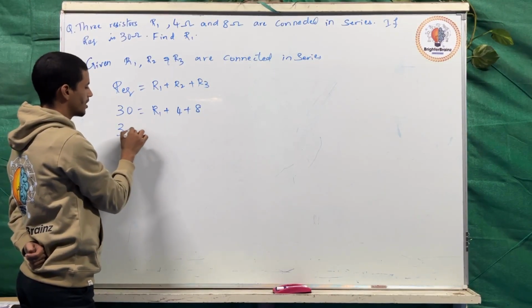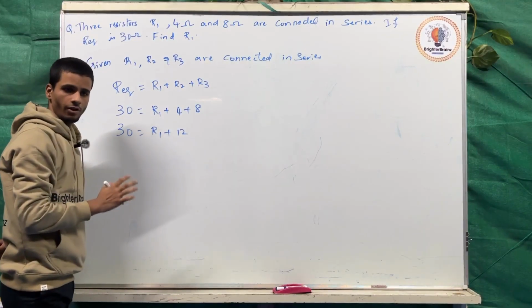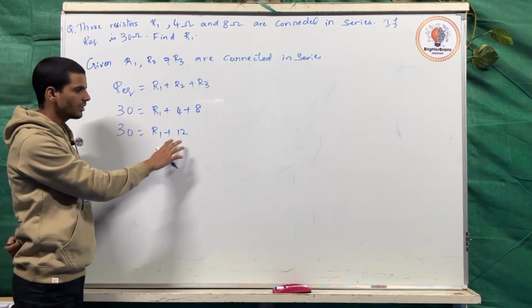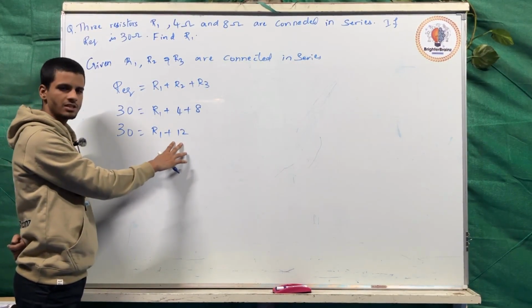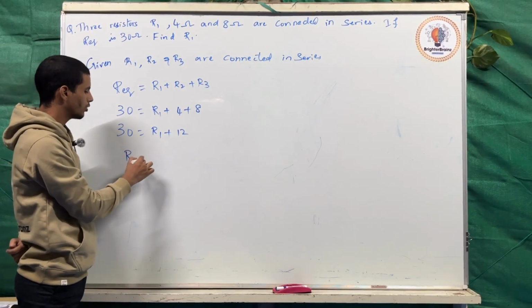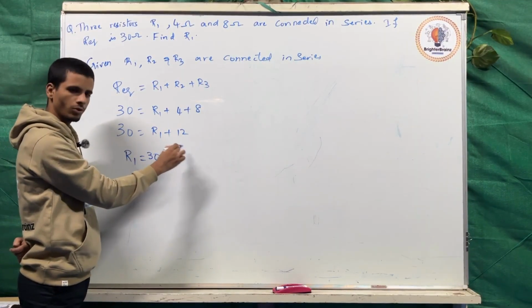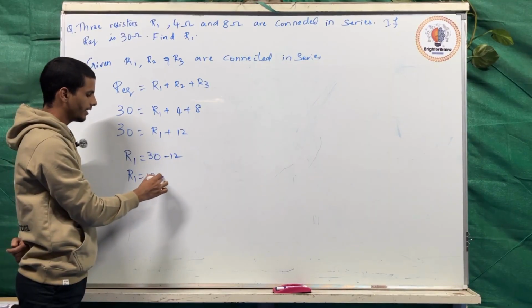Now 30 is equal to R1 plus 4 plus 8, which is 12. We need the unknown value, that is R1. But with it an extra term is there, that is 12. We need to transpose it to the other side. Here it is plus 12; if we transpose to the other side, it becomes minus 12. So R1 is equal to 30 minus 12. Now R1 is equal to 18 ohms.